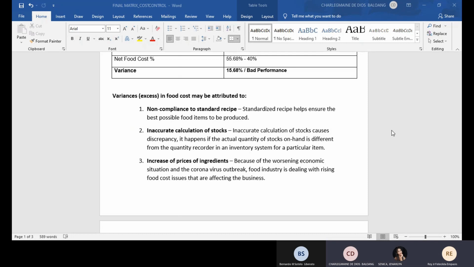Number 2. Inaccurate calculation of stocks. Inaccurate calculation of stocks shows discrepancy. It happens if the actual quantity of stocks on hand is different from the quantity recorded in an inventory system for a particular item. Restaurant food inventory tracking is both a loss prevention tool and a measure of profitability of the restaurant.